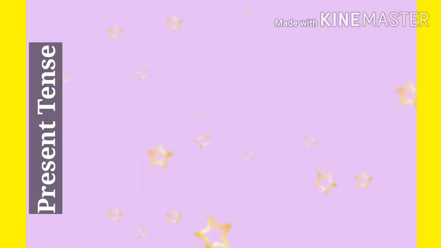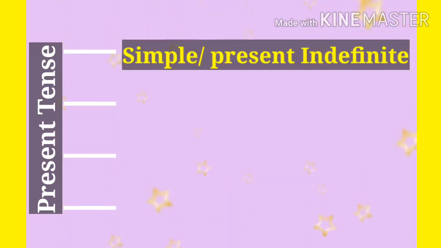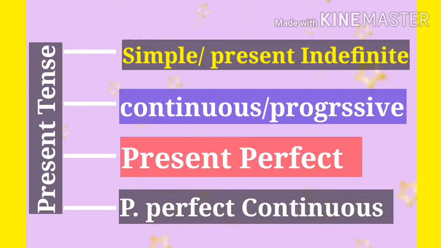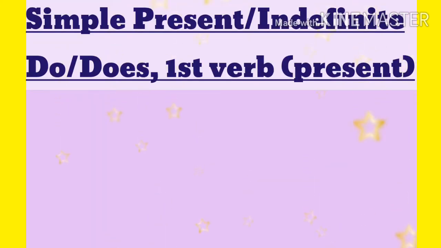Now let's start with the present tense. The action of the present verb can be described in four ways. Number one, simple present tense or present indefinite. Second is present continuous tense or present progressive. Third one is present perfect, and fourth one is present perfect continuous. Number one, simple present tense.